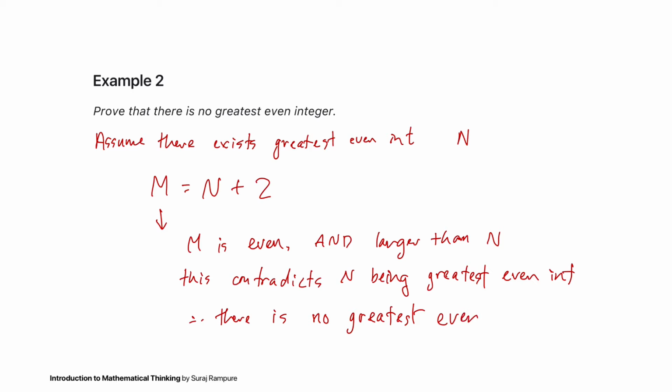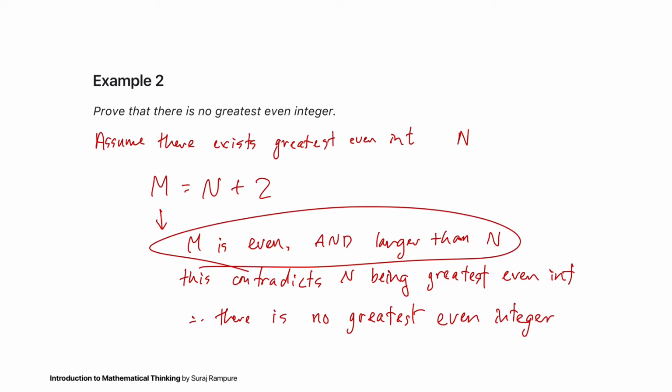Any questions with this? So to do a proof by contradiction, we assume the statement we're trying to prove is false, make some valid set of moves, and end up with a contradiction. And here, our contradiction was that we found another even integer that's even larger than the one we assumed was the largest. Is that clear?